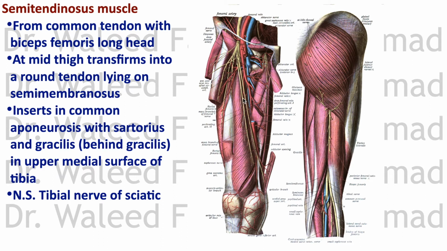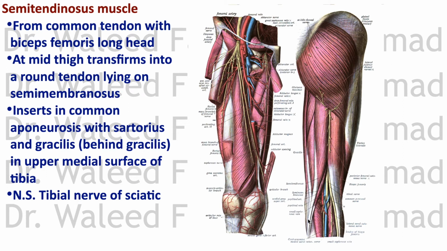Okay, the semitendinosus muscle, this is the semitendinosus muscle, arises in common origin with the biceps femoris from the infralateral aspect of the upper quadrangular area of the ischial tuberosity. And at mid-thigh, it transforms into a round tendon lying on the semimembranosus muscle. As you can see here, this is the semitendinosus. Beneath it is the semimembranosus muscle.